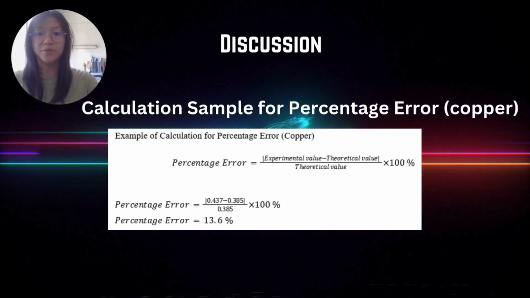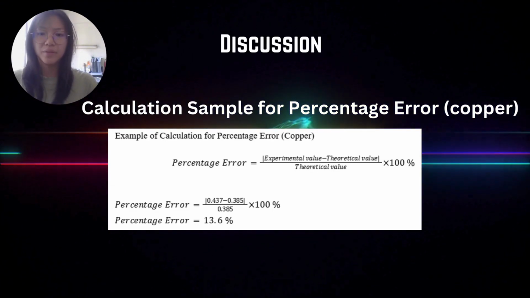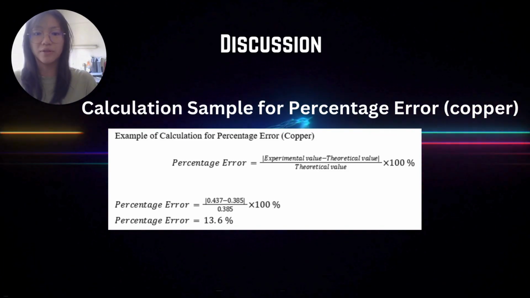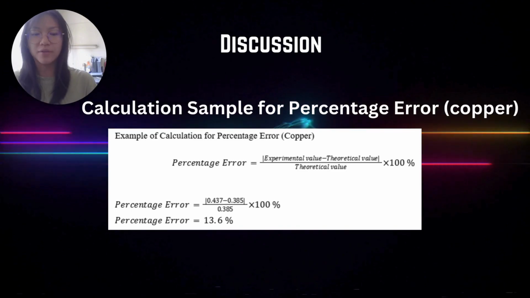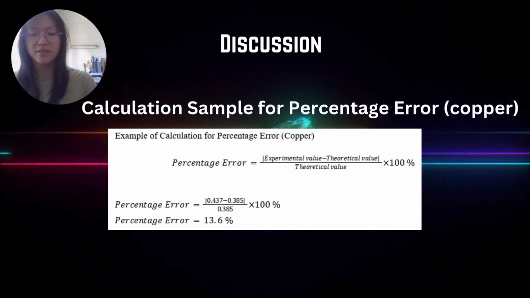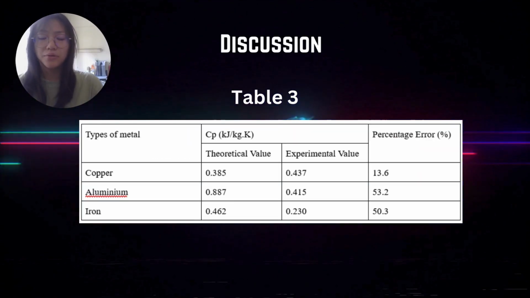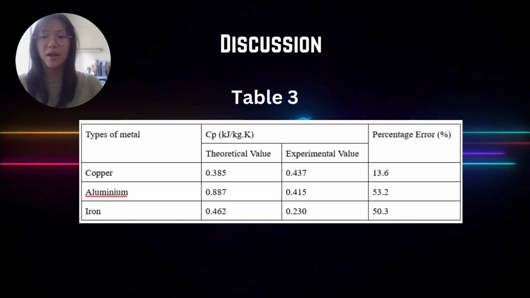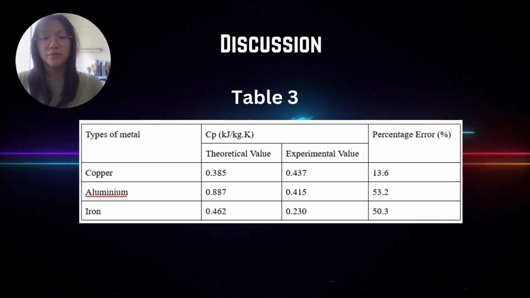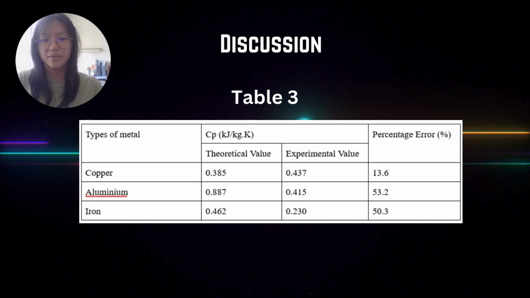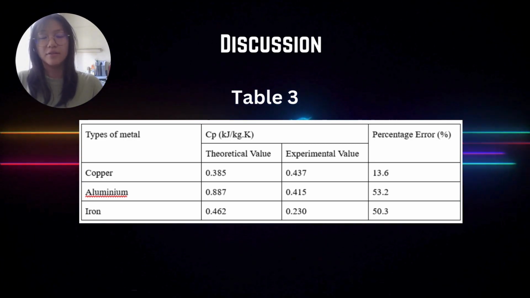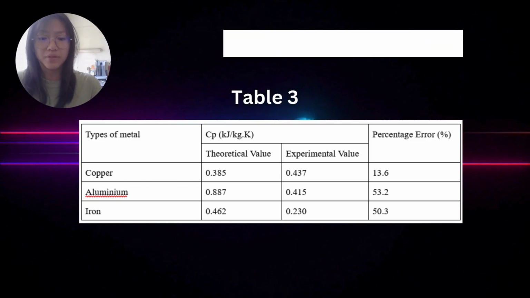Next, we will calculate the percentage error for each type of metal. Percentage error equals the modulus of the experimental value minus the theoretical value, over the theoretical value, times 100%. For copper, we get 13.6 percent. Table 3 below shows the percentage error for each type of metal, which is copper, aluminium, and iron. Copper is equal to 13.6%, aluminium is equal to 53.2%, and iron is equal to 50.3%.